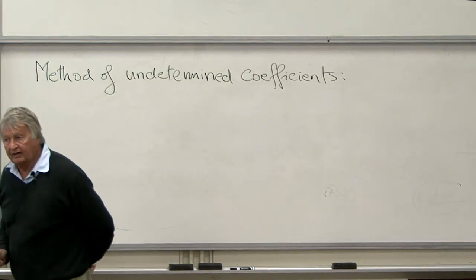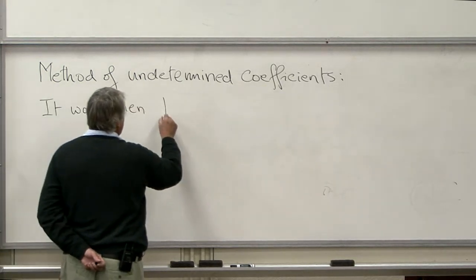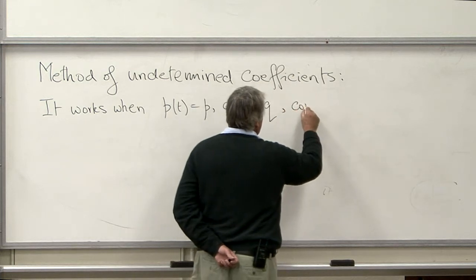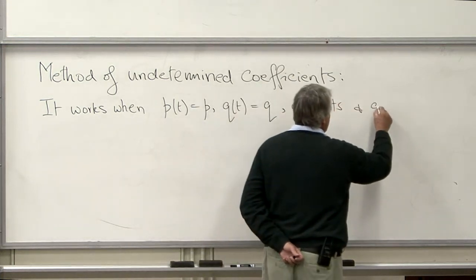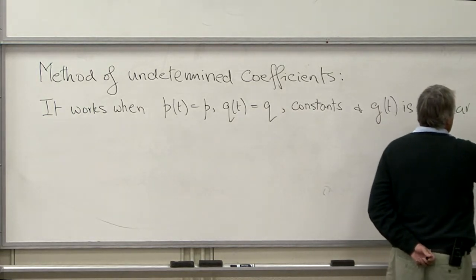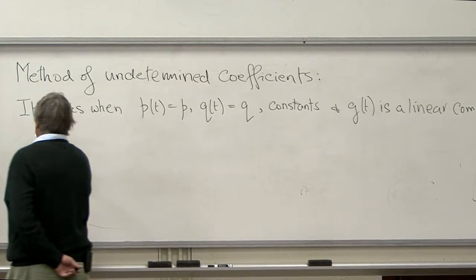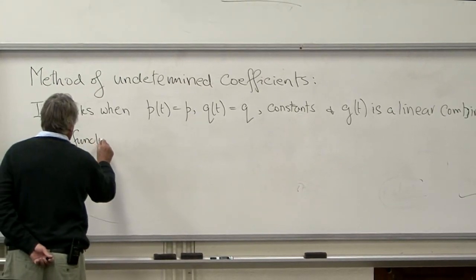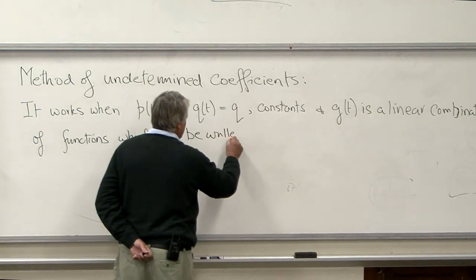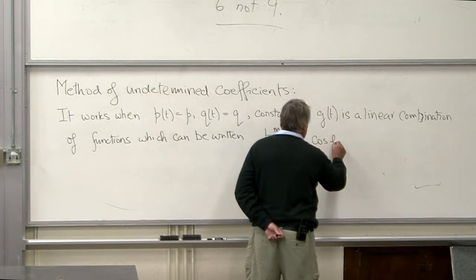It works, not in all cases. It works when P and Q are just constants, and G of T is a linear combination of functions which can be written in the form t to the m, e to the at, cosine or sine b of t.